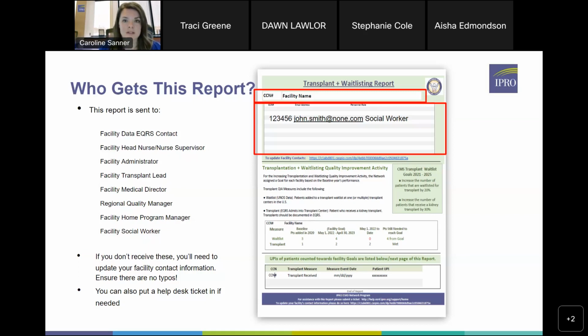If you don't receive these, there is a way to troubleshoot it. You'll need to update your facility contact information. We only send these reports to people that we have contacts for. And so one barrier might be we don't have your updated contact information. So we are going to put a link for our contact database in the chat. And whenever you log in, make sure there's no typos when you're entering your contact information. You can also put a help desk ticket in, which we will also share the link to throughout this call.